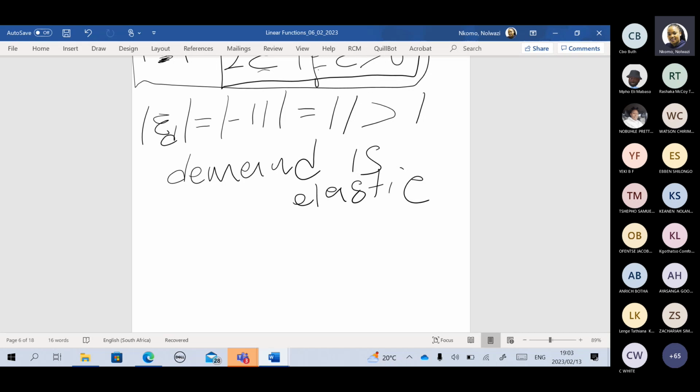Okay, if the demand is elastic, this means for any 1% increase or decrease in price, it will result in an 11% decrease or increase in demand. Yeah, that's how you will interpret this. Okay, let's do another example.